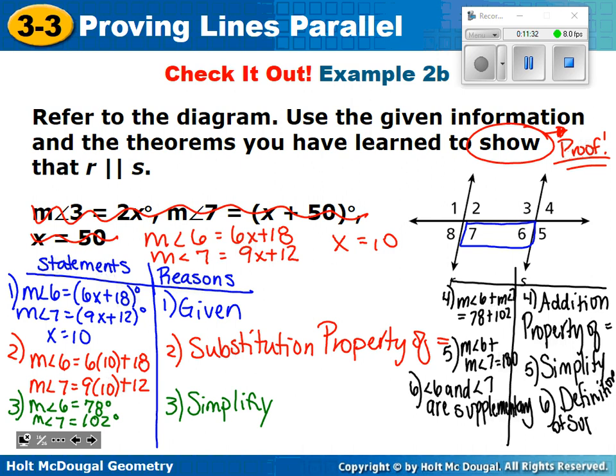Definition of supplementary. We're running out of room, so I'm just going to abbreviate there. Don't abbreviate on your homework. Okay, now, if angles 6 and 7, which are same side interior angles, are supplementary, what does that mean about the lines? That they're parallel. And the lines were R and S. So R is parallel to S. And what's the reason?